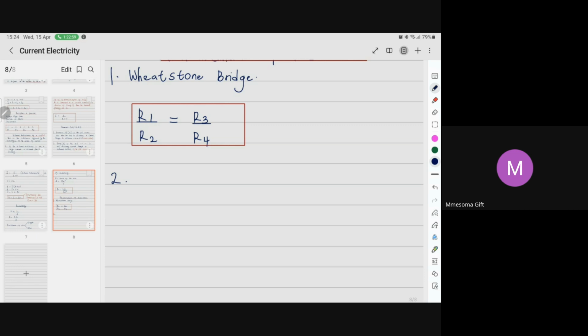All right, so that's the Wheatstone bridge. The next one is the meter bridge, right? This meter bridge, I can remember solving a question back in 2017 on this, right?